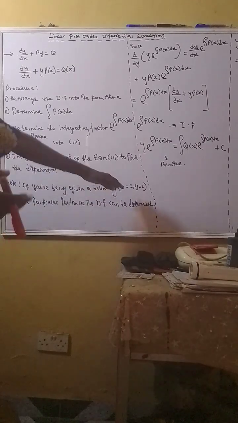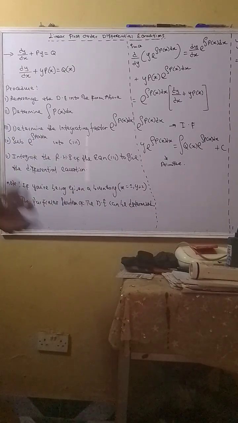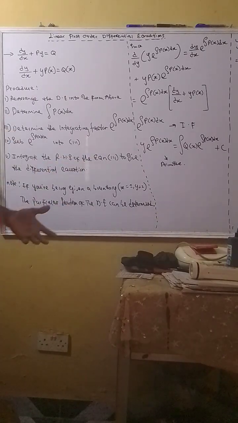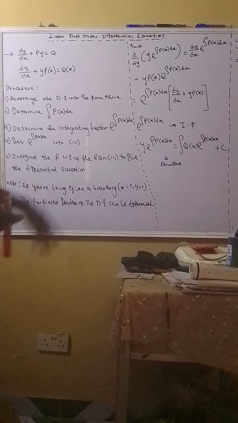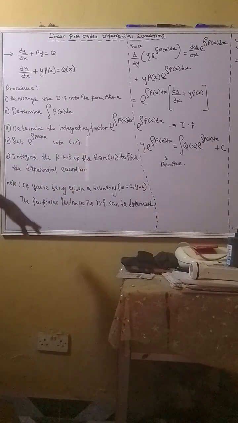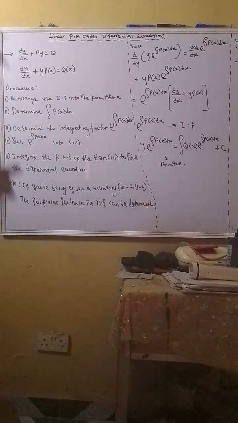Then if you are being given boundaries, this is an example. This is not the only boundary that you can be given. Any boundary can be given. Boundary means when you have been given the value of x being equal to something and the value of y being equal to a certain particular value. At that point, that linear equation won't have a constant, and the particular solution to the differential equation can be determined. This is a normal solution to the differential equation. When there is a boundary, it gives the particular solution to the differential equation.